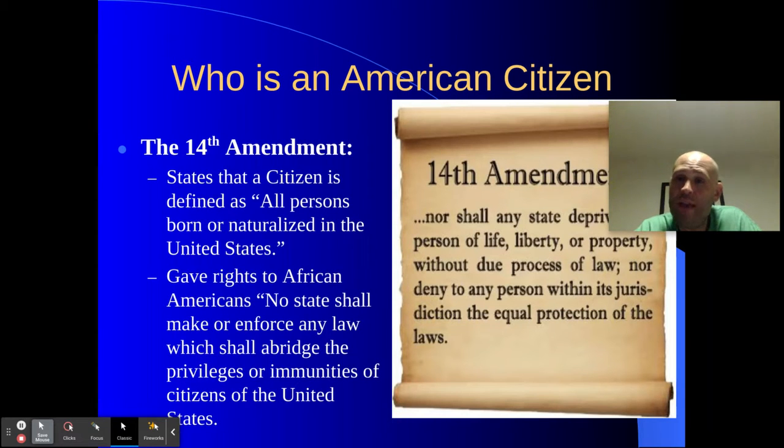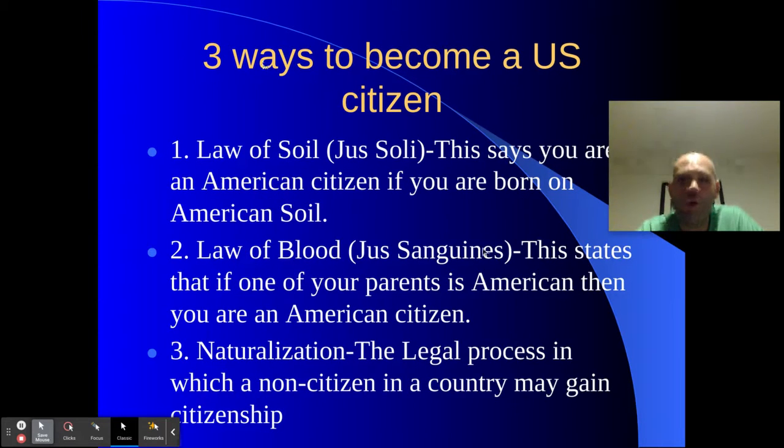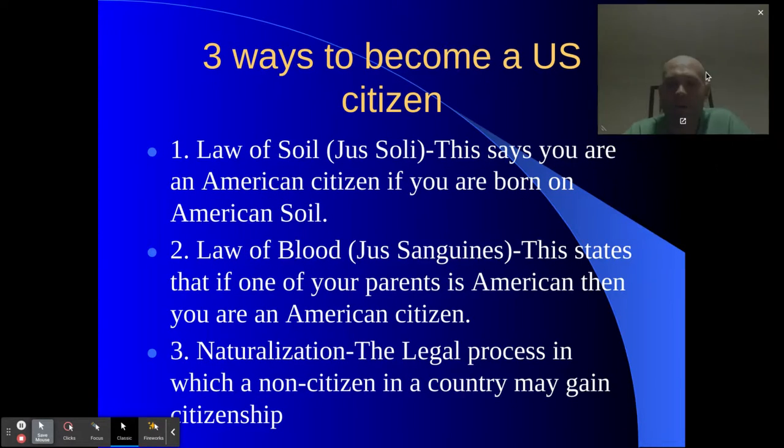There are actually two ways you can be born a citizen. They're called law of blood and law of soil. And you can also become a citizen through the naturalization process, which is really what this topic is all about. All right, so this is the really important part. This is an EOC type question here, law of soil and law of blood. These are the two ways that you can be a natural born citizen, which means the second you were born, you were a citizen.